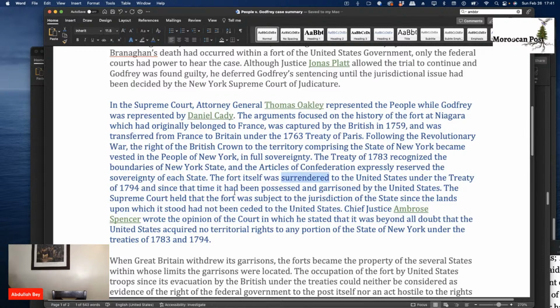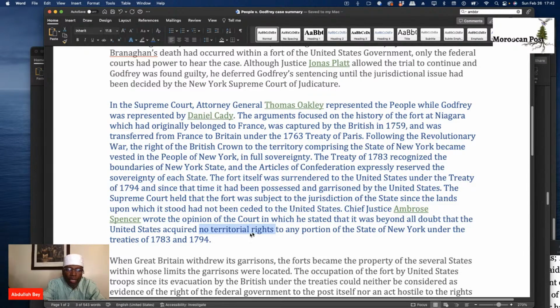And since that time, it had been possessed and garrisoned by the United States. The Supreme Court held that the fort was subject to the jurisdiction of the state, since the lands upon which it stood had not been ceded. Here it is, had not been ceded. It's been surrendered, but not ceded here. Just pay attention to that. Had not been ceded to the United States. Chief Justice Ambrose Spencer, who wrote the opinion of the court, stated that it was beyond all doubt that the United States acquired no territorial rights to any portion of the state of New York under the treaties of 1783 and 1794.